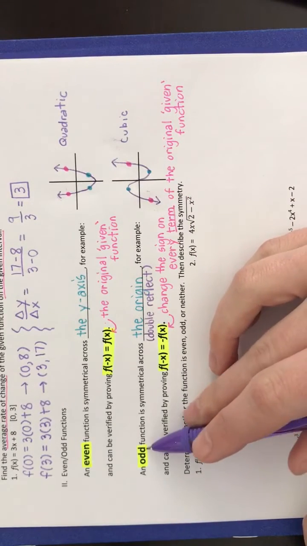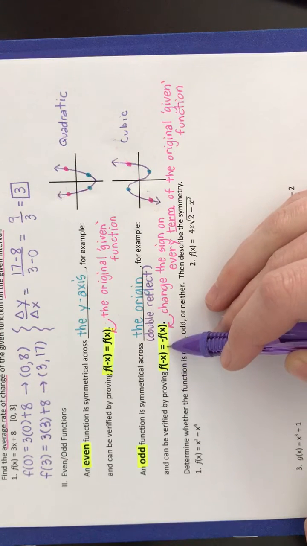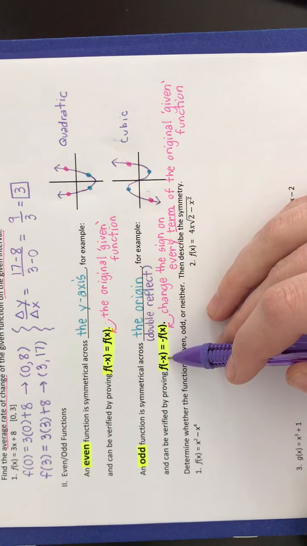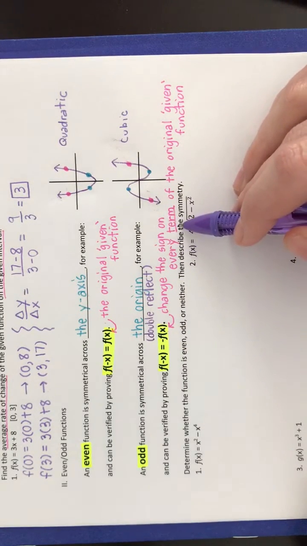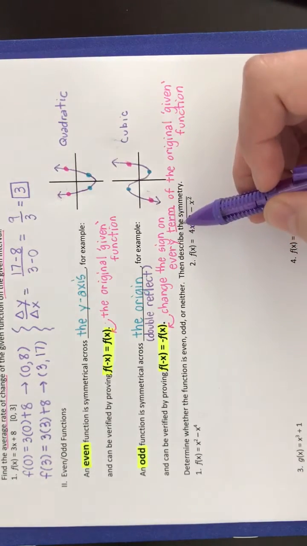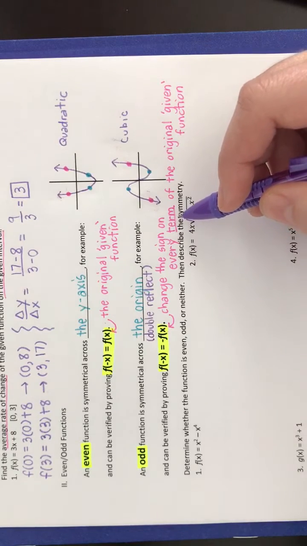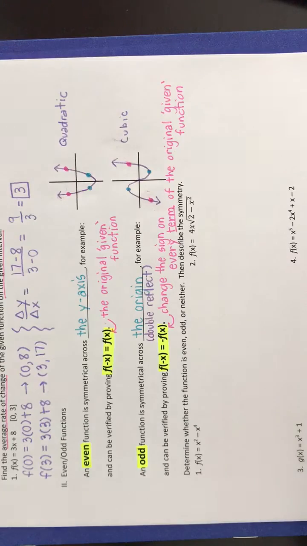An odd function can be verified algebraically by proving that f of negative x equals negative f of x. So in other words, plug in negative x everywhere you see x and change the sign on every term of the original given function. So term is underlined, okay, because sometimes it's difficult to tell terms apart. So we're going to talk about that as we go throughout the lesson.